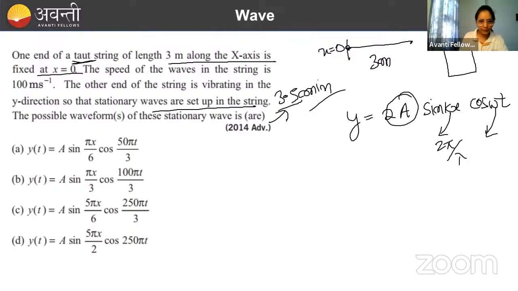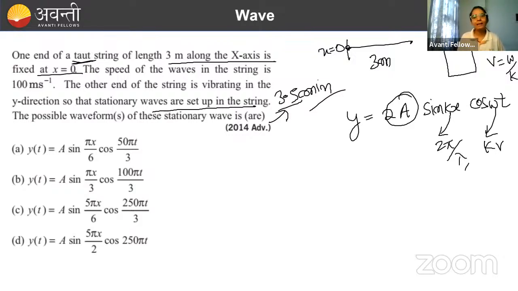Omega we can calculate from the velocity. Velocity I have given you. Velocity of wave used to be omega by k, na? So omega can be written as kv. So if you're able to find k, we can also find out omega. Done? How to find k? If we know the wavelength. And wavelength we can know from the given information.